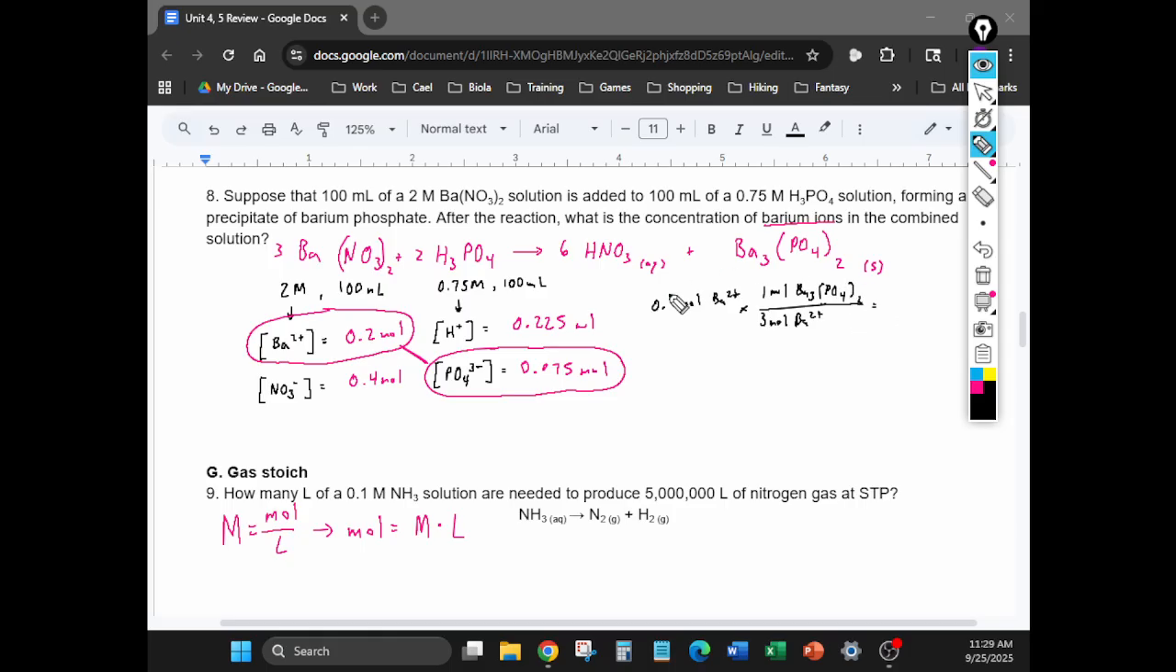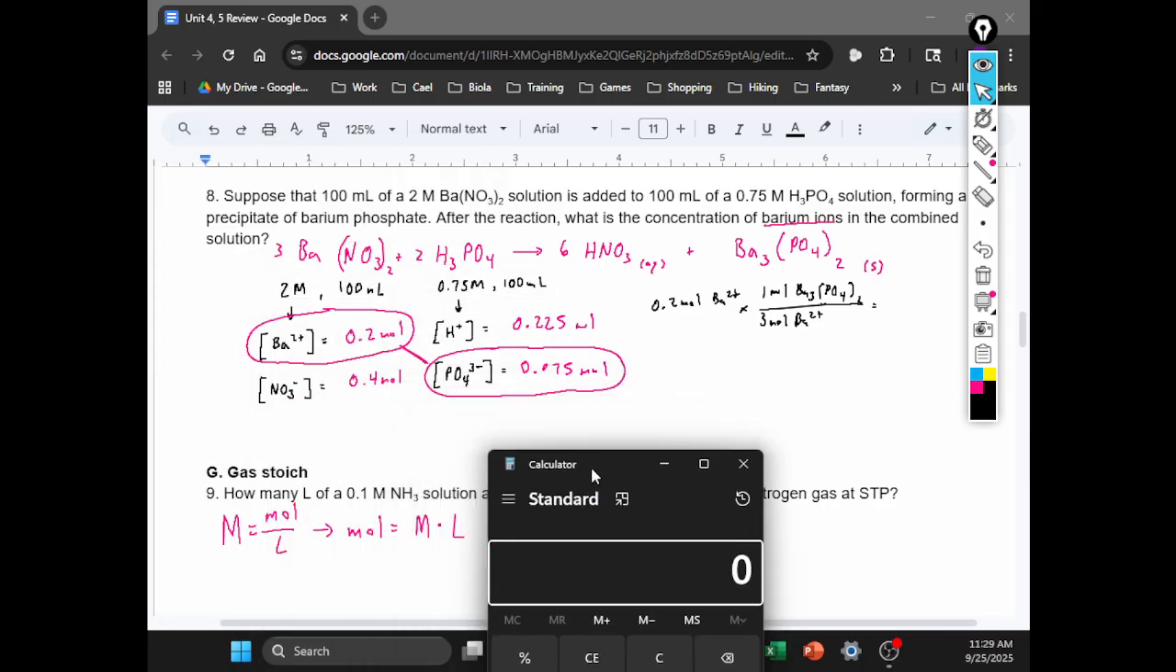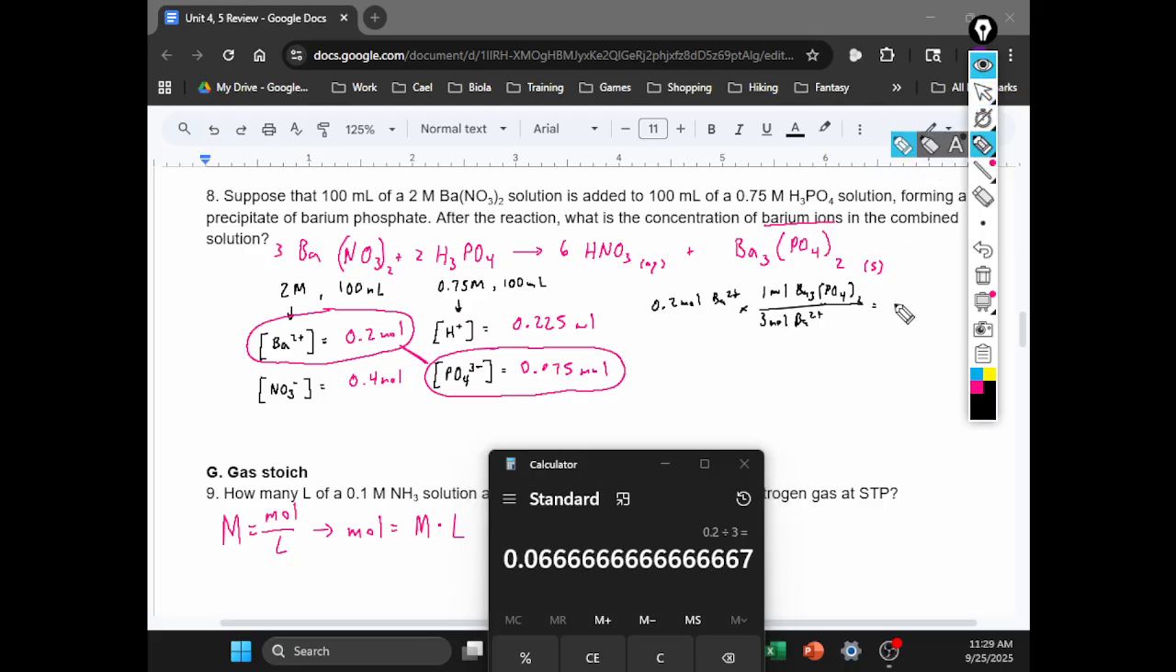Okay. Does this part make sense so far, guys? We're trying to figure out how much barium phosphate the barium ions can make. Okay, so what we're going to do is we're going to grab our calculator, and we just do 0.2 divided by 3. Okay, this is going to give you 0.0, and I'll do 67. I know. All right. The next one, we're going to look at phosphate now.